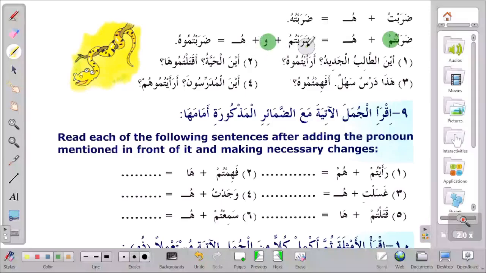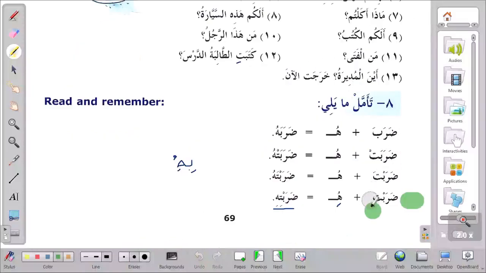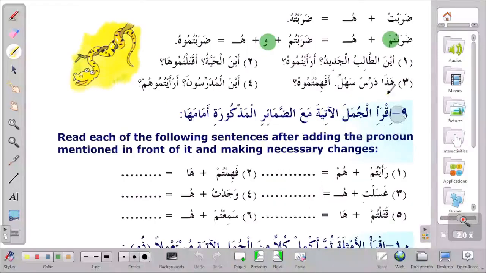So we have two exceptions. One is when the verb is ending with kesra and then the ha is attaching to it. The ha will now take kesra instead of dhamma. That's the first thing we look at. And the example is here: darabtihi, not darabtuhu. Oh, that is clear.